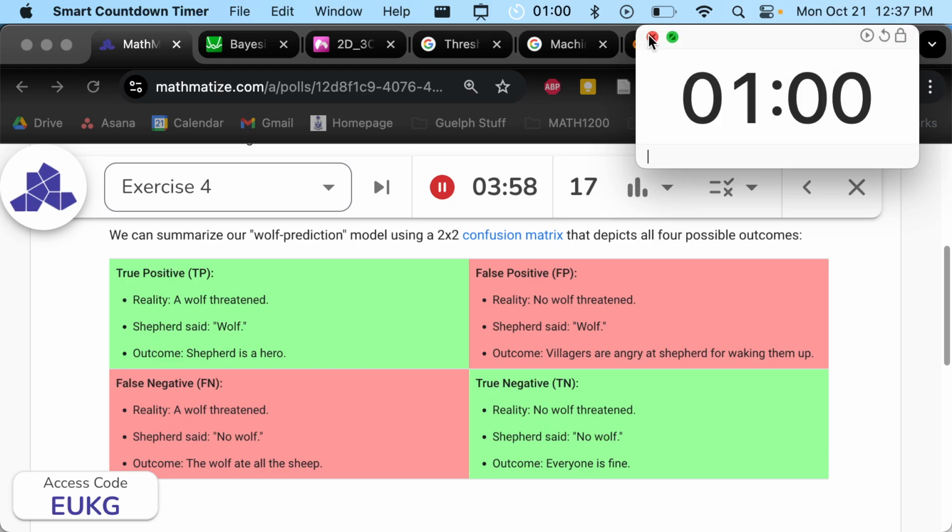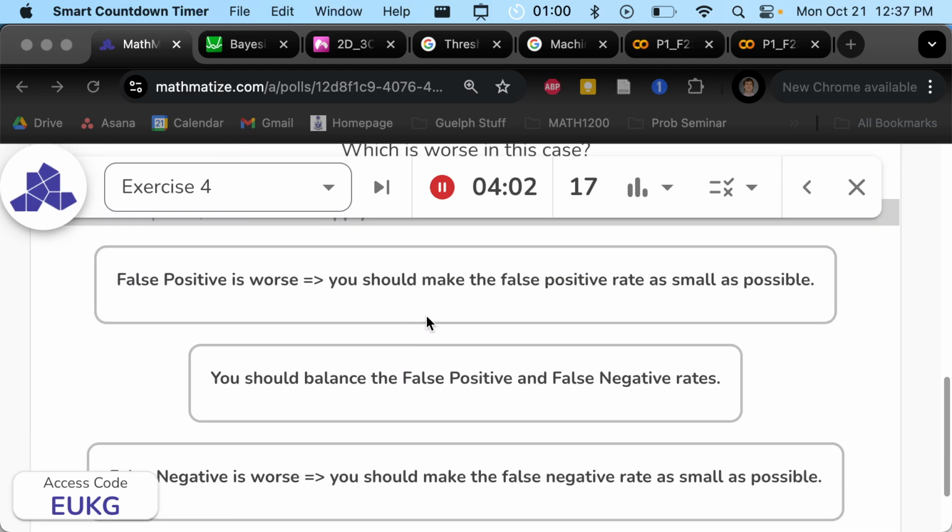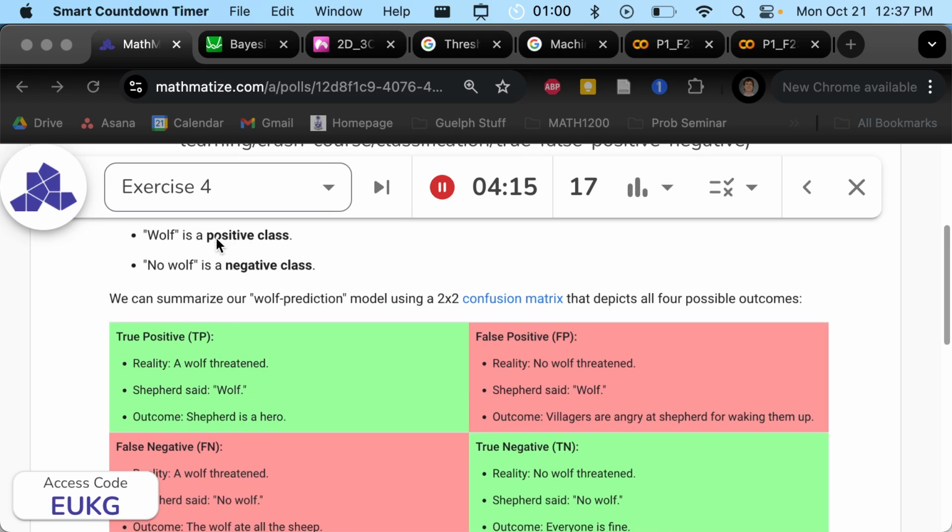Okay, so is false negative worse or false positive worse? There was a really good question, which is, when I say false positive is worse, do I mean a false positive is always worse, or do I mean in this particular case? And of course, a false positive for one person might be a false negative for another person. We defined wolf as positive and no wolf as negative, but you could have easily said no wolf is positive because that's positive news. Whatever you want. You can flip these and then everything will flip.